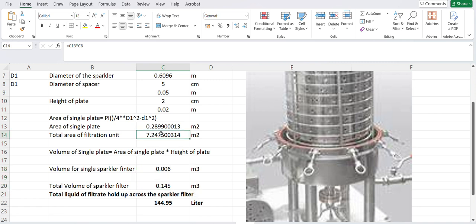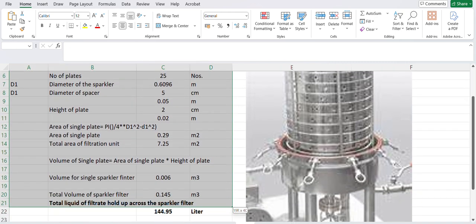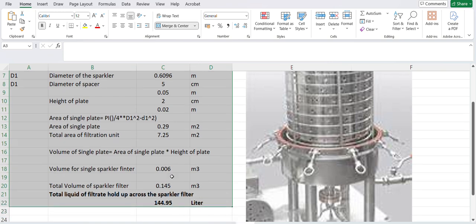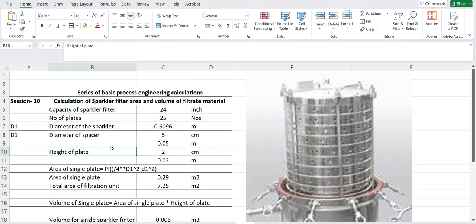Hope you got clarity about how to calculate the filtration area and the liquid hold up volume using a simple Excel spreadsheet. You can check it with any of the sparkler filters available with you or in your premises or organization. If you still have any doubt, you can drop me a message in the comment section.